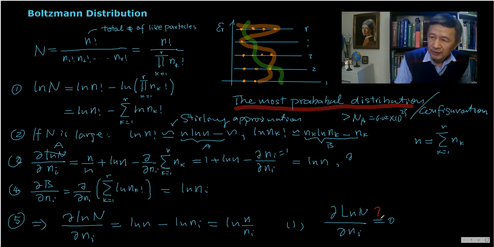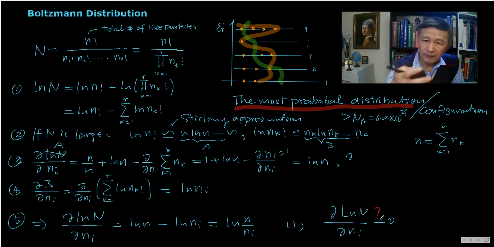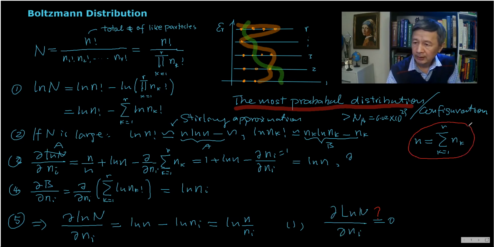Because in our case, in addition to the given formula for the capital N, we have constraints. One constraint is here: the total number is constant. The summation of this nk is equal to n. There's another constraint, the total energy of the system.